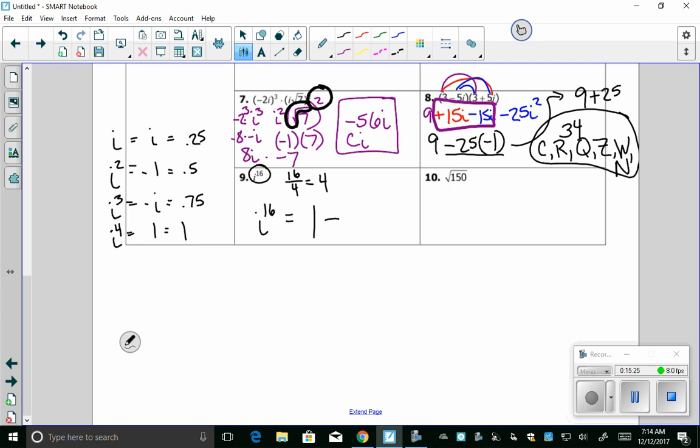Now, when I go to name all the sets in which the value belongs, I'm going to use positive 1. So positive 1 is a complex number. It's real. It's rational. It's an integer. It's whole. And it's natural.